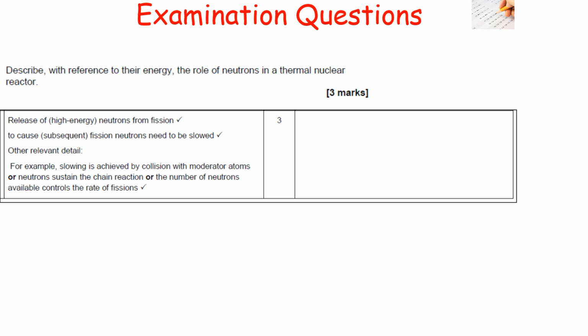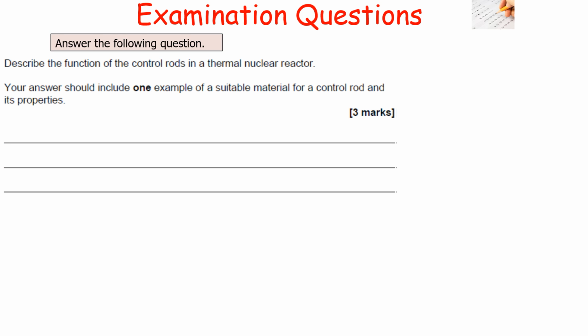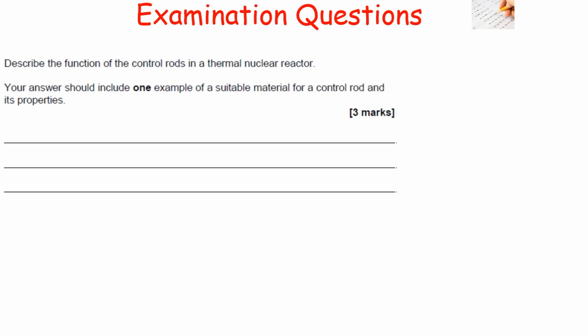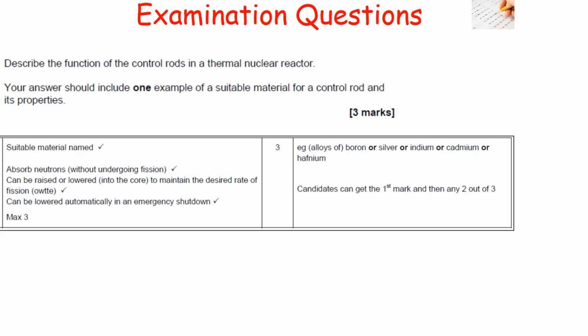The next question says, describe the function of control rods in a thermal nuclear reactor, and your answer should include one example of a suitable material for a control rod and its properties. So pause the video now, then unpause the video when you want to go through your answer. Right, so a suitable material for a control rod would either be boron or silver or cadmium, indium, hafnium. They're all examples. I mean, the most common example is boron.